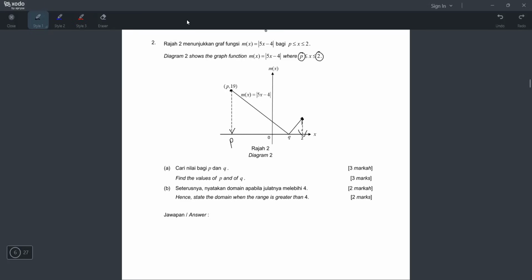So can we find p? Actually, we can, because we have the equation for this line, which is m(x) equals modulus 5x minus 4.